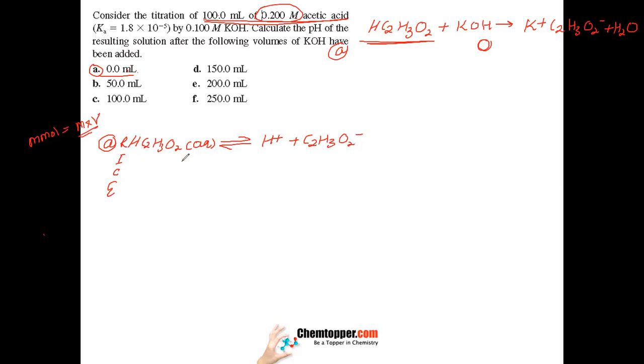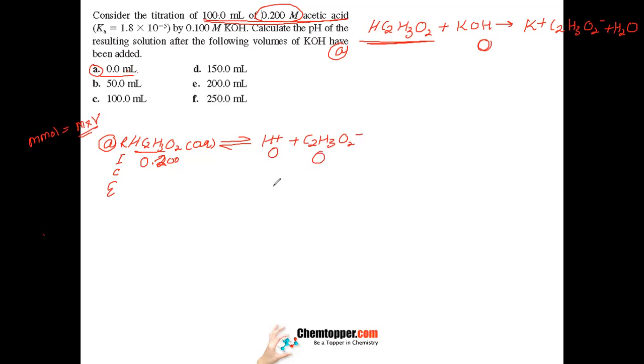Can you complete the table? So what's the initial concentration here? Acetic acid, 0.2 molar, right? How much H plus? Yeah, 0.200. You have to take care of 3 significant figures here. And H plus is initially 0.